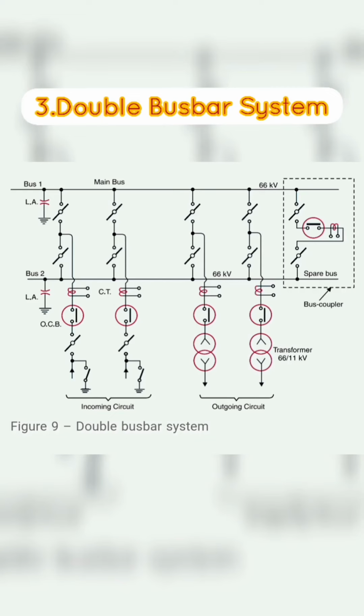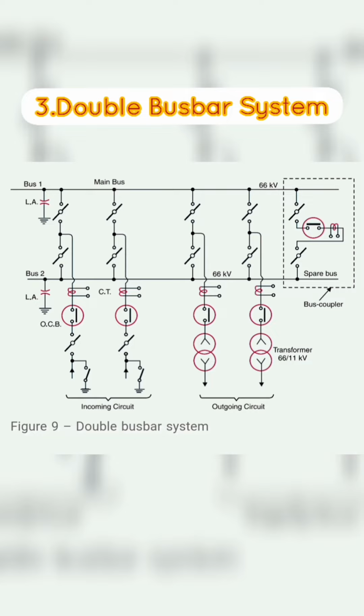Next we learn about 3. Double busbar system. This system consists of two busbars, a main busbar and a spare busbar. Each busbar has the capacity to take up the entire substation load. The incoming and outgoing lines can be connected to either busbar with the help of a busbar coupler which consists of a circuit breaker and isolators.